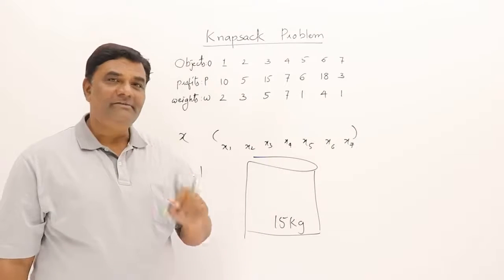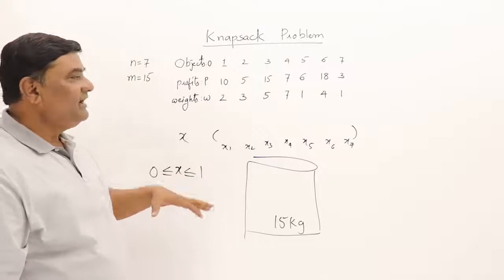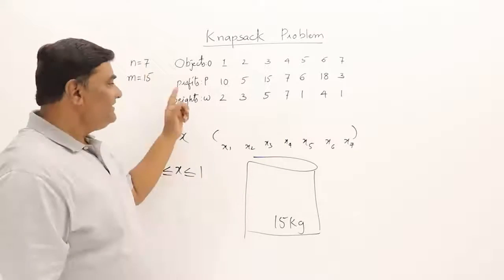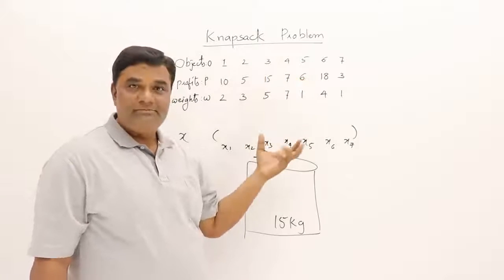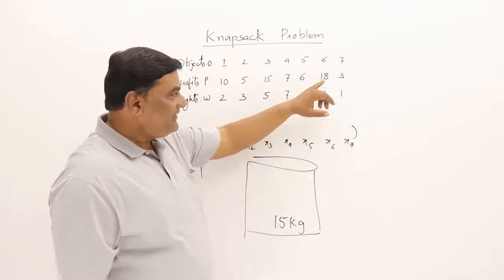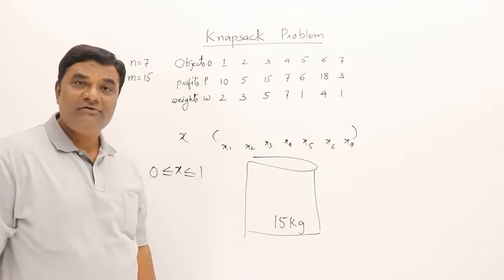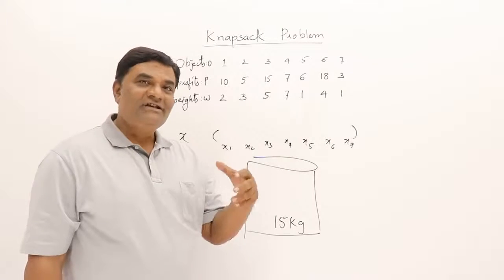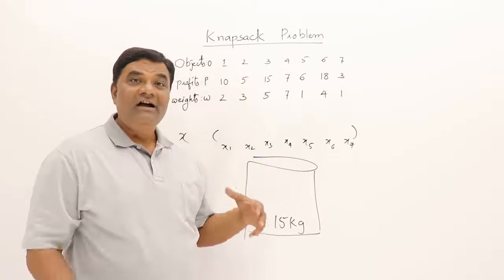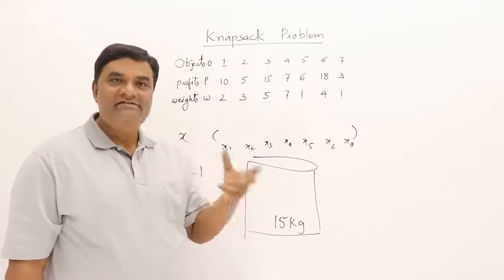But what is the right method? I should select the objects which have the highest profit by weight. If 18 is the profit, then that profit is for 4 kg. It's not for 1 kg, it's for 4 kg. So per kg, how much? We should select the objects which have the highest profit by weight. Per kg, whoever is highest, that I should take.